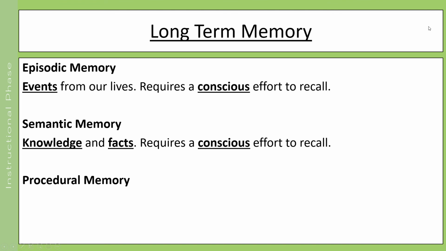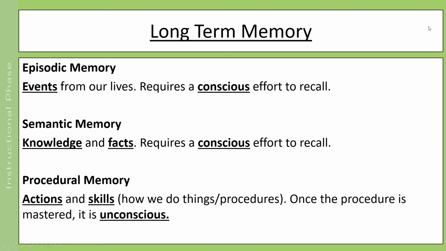Finally, we have procedural memories, which are your memories for actions and skills. So the things that you can do, basically procedures. Most common examples are things like walking, riding a bike, swimming, playing a musical instrument. The key difference here, though, is once you've got really good at one of these skills or actions or procedures, once you've mastered it, it actually becomes an unconscious memory. And what we mean by that is you don't even have to think about it. You become so good at it and so natural, it just starts to happen without really thinking about it. So that's the key difference here.